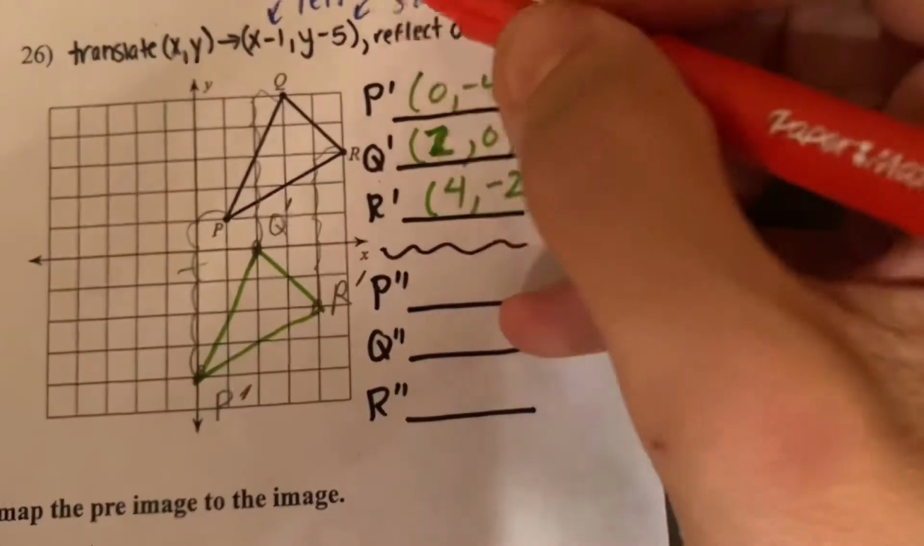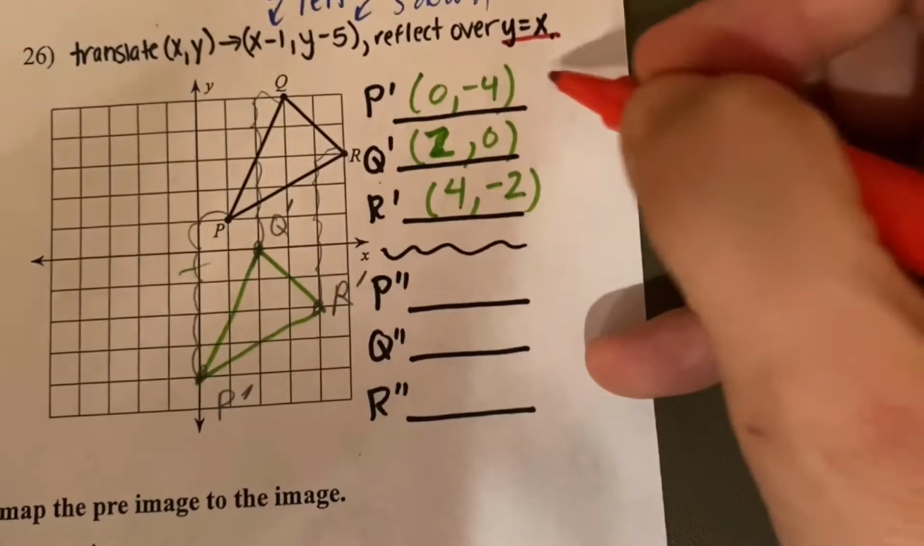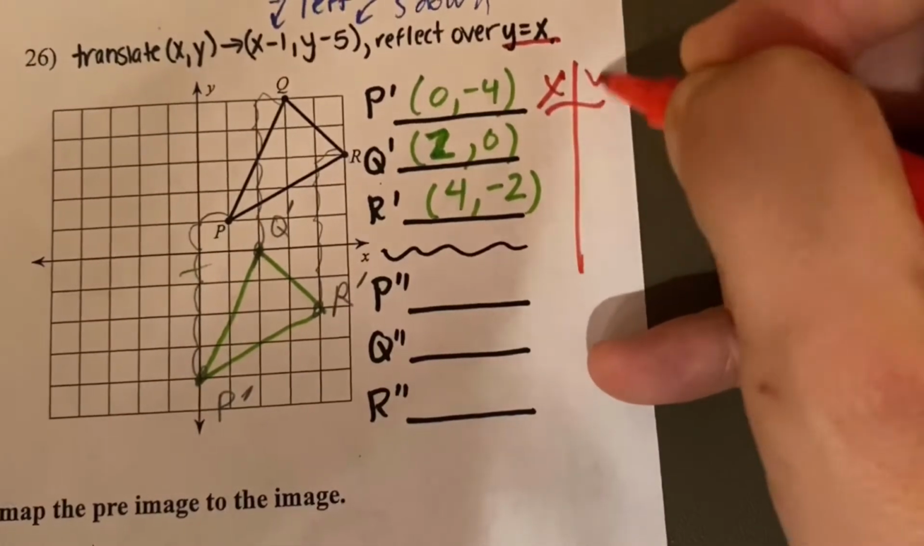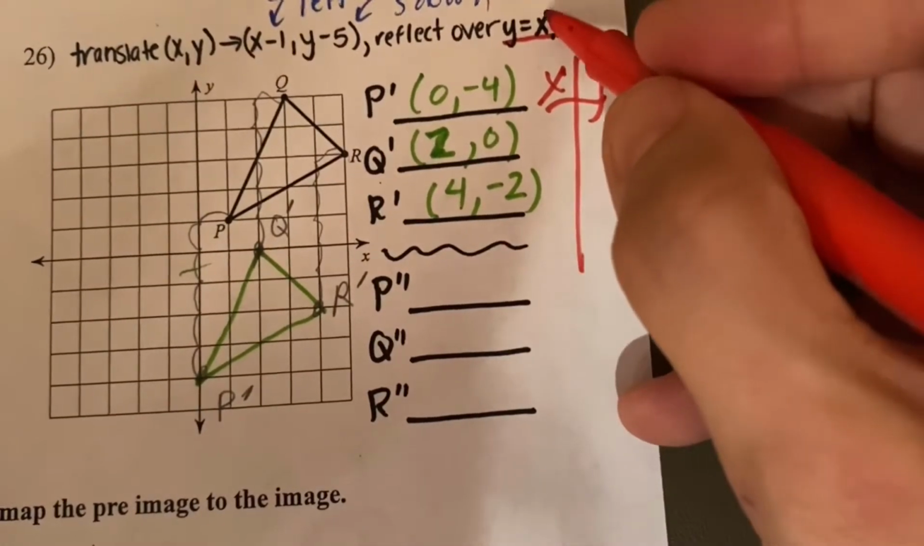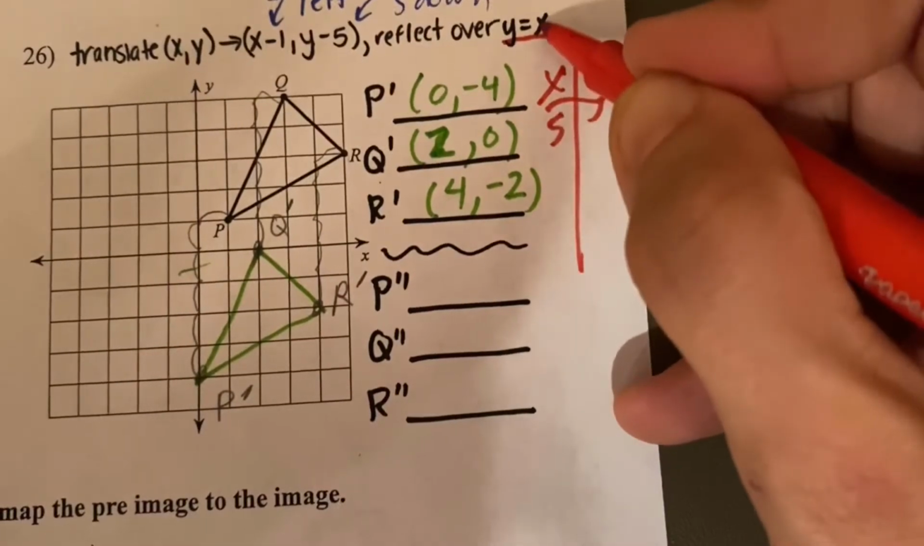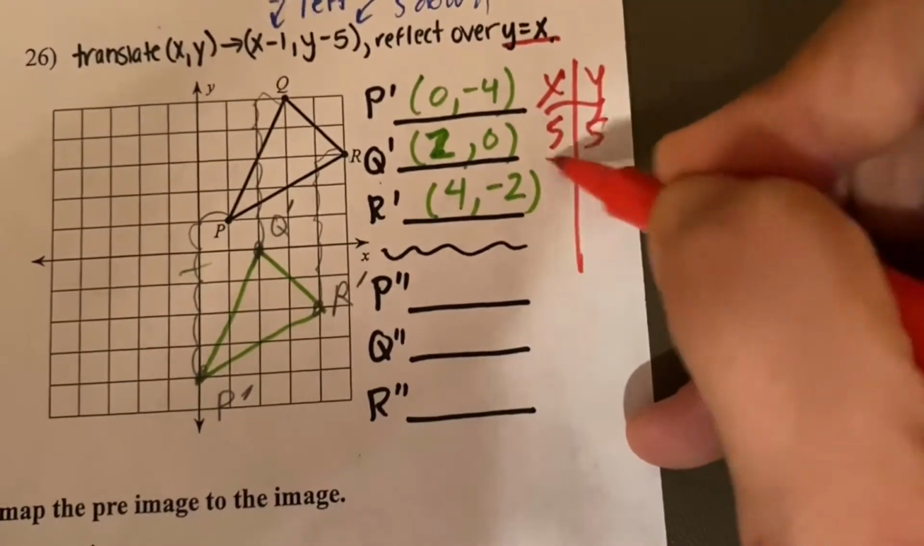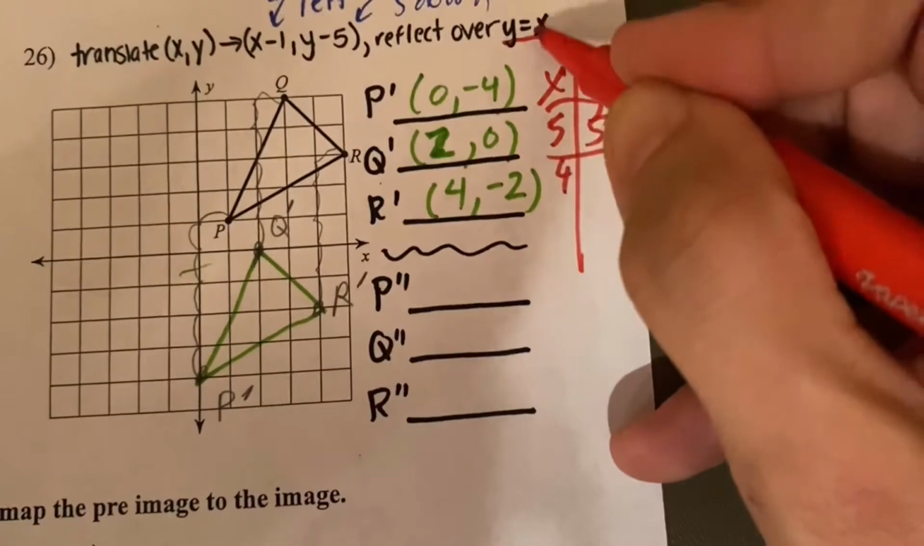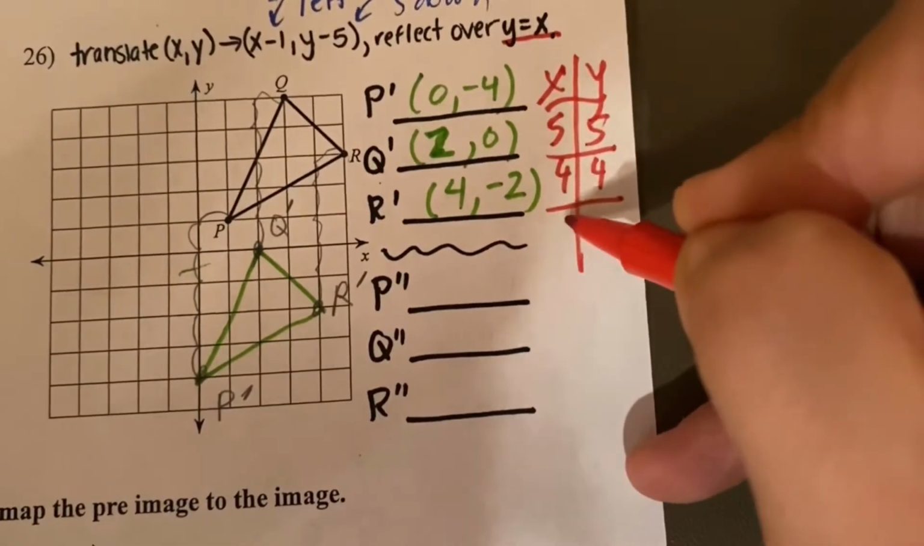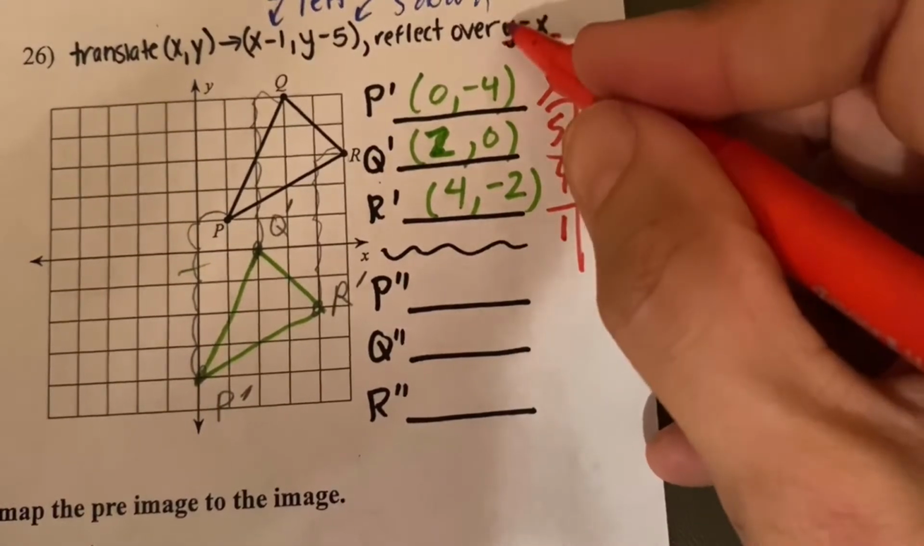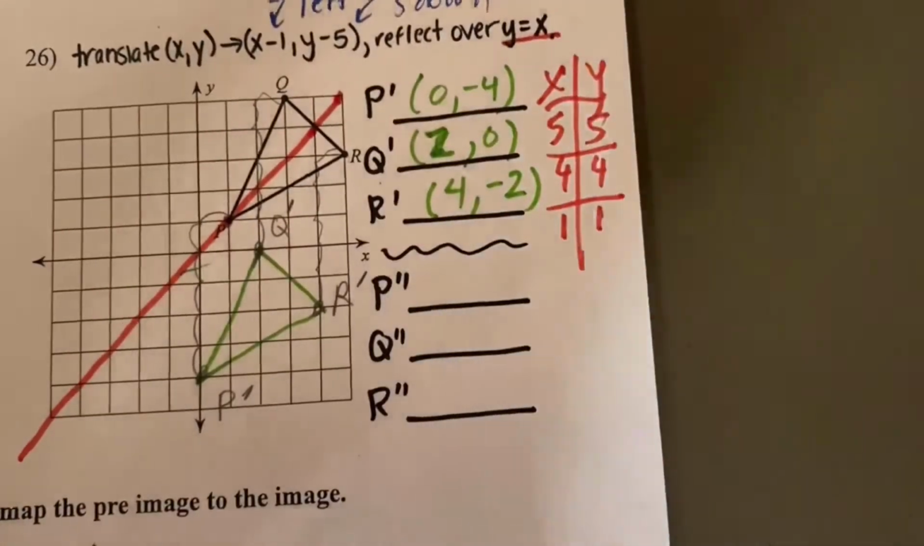All right. Now we want to reflect over y equals x. I don't know why y equals x, it just does. So if I pick 5 as x, y has to be 5. If I pick 4 as x, y has to be 4. If I pick 1 as x, y has to be 1. 1, 1, 5, 5, 4, 4. This is the line y equals x.